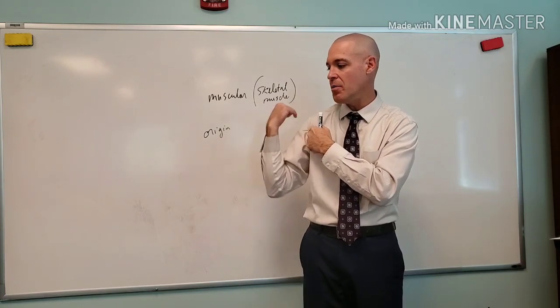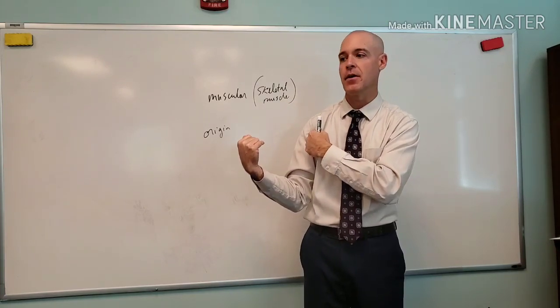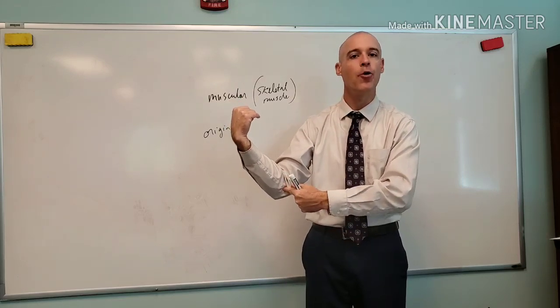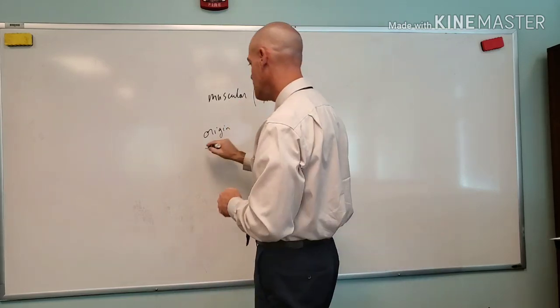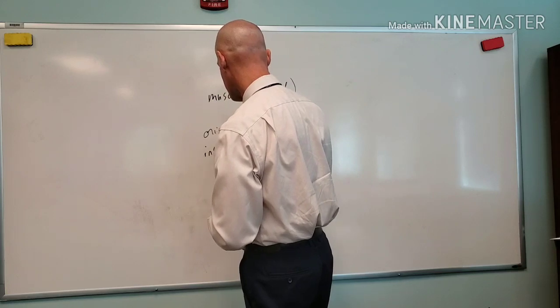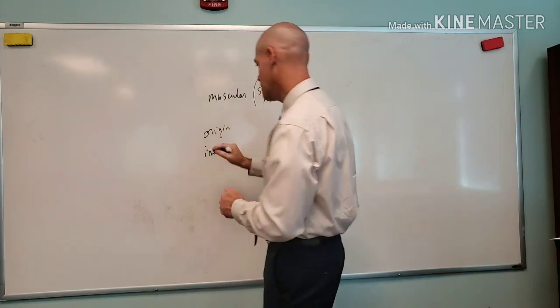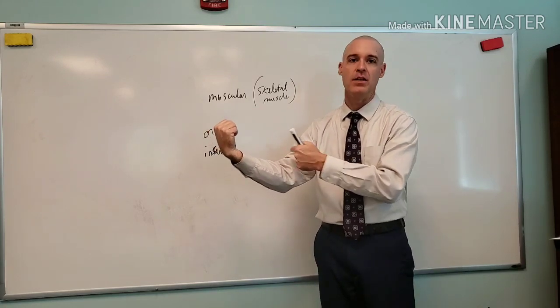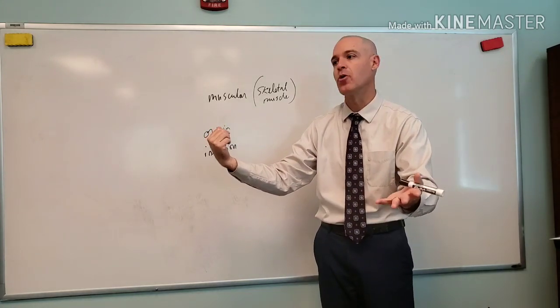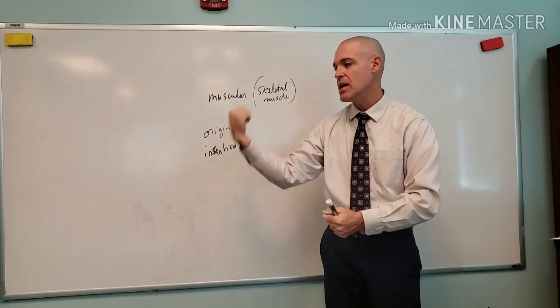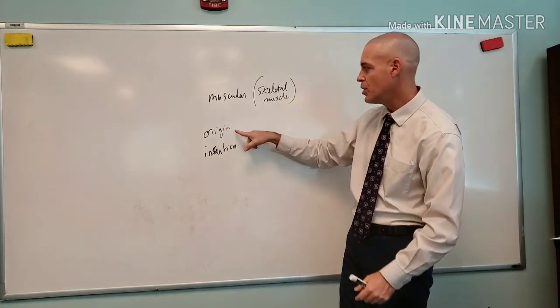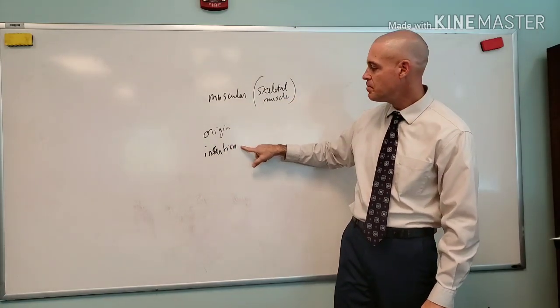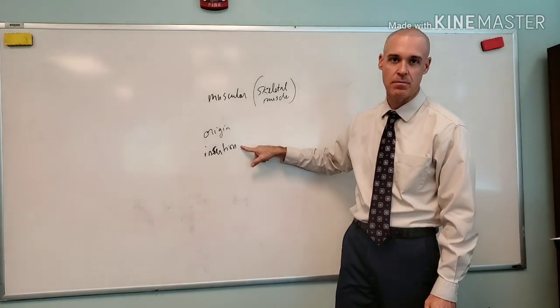As I'm flexing my elbow, we're not really getting a lot of movement up here. Where's all the movement? The movement's at the elbow. So that would be the insertion. The elbow attachment would be the insertion, and that happens to be the radial tuberosity on the radius, okay? That's what we call my insertion. So less movable attachment, more movable attachment.